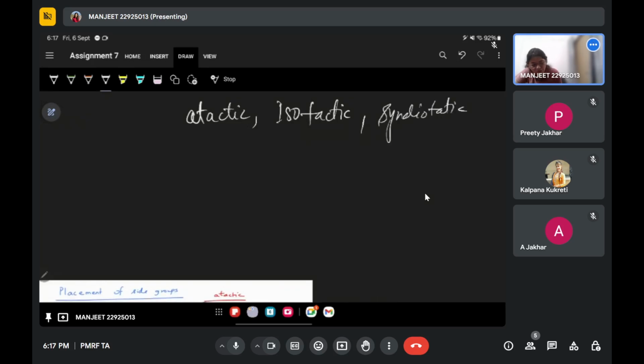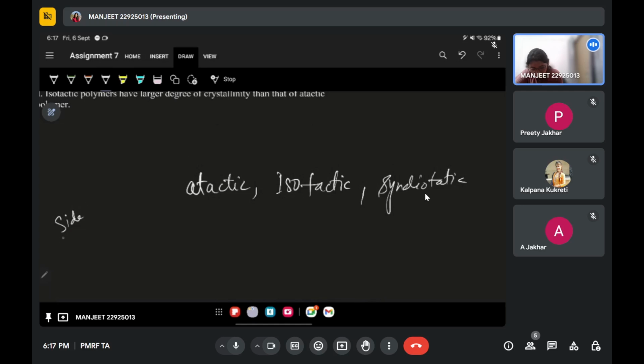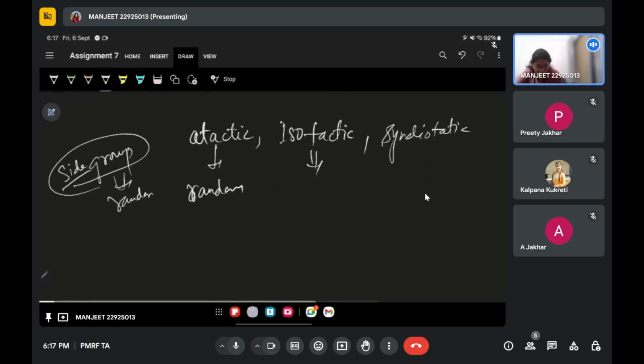So what happened? If the side group element is arranged in a random way, that belongs to the atactic one. If it is arranged on one side, then that belongs to the isotactic one. And if it is arranged in an alternating form, then it belongs to the syndiotactic one.